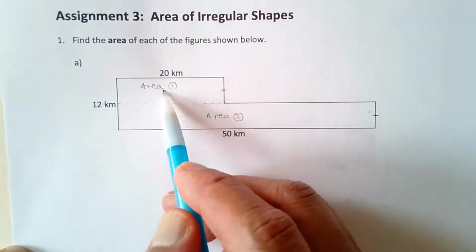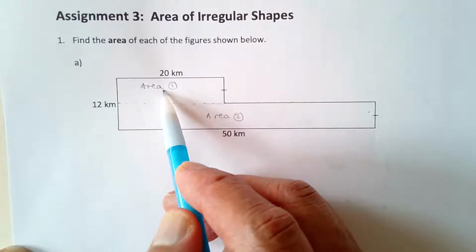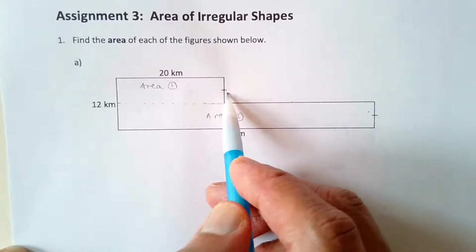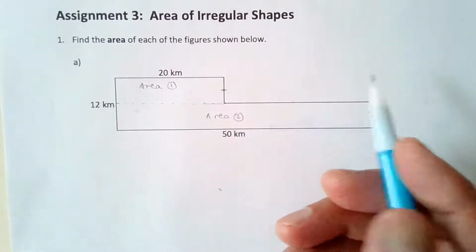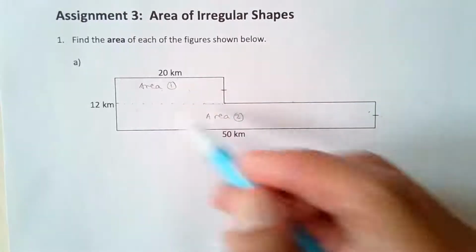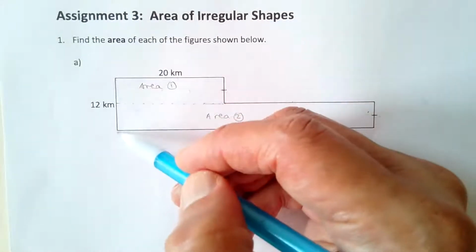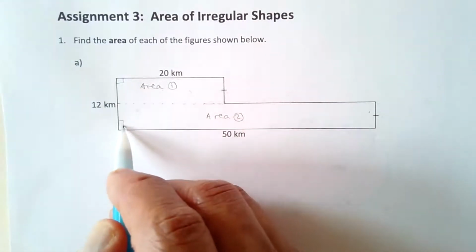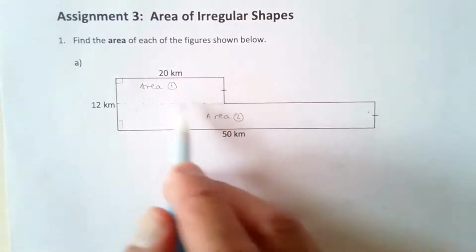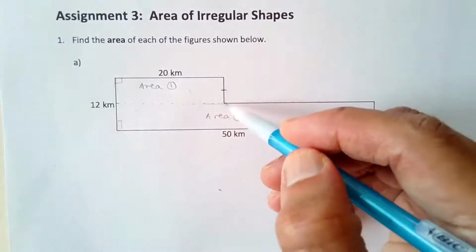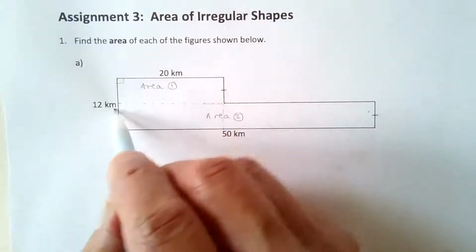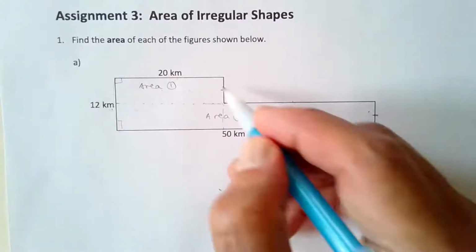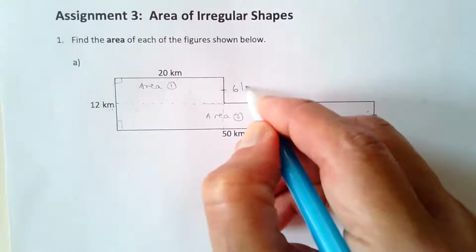Now, to find area 1, I need to know this is a rectangle. I need to know the width. I know the length, but I don't know the width. Now, what is the width? We can find that because this total width here is 12. Since this is 90 degrees, it means that these lines are parallel. So therefore, the distance from here to here is the same as on 12 kilometers. So if this is 12, these 2 here are equal. This has to be 6 kilometers.